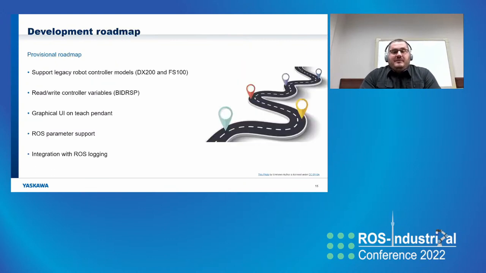Based upon feedback from our beta users and additional internal folks, here are some of the things we're looking at developing as new features, in no particular order. Again, I mentioned legacy robot controller models. Reading and writing controller variables: we currently have I/O and registers, but some people would like to also write variables so that they can do additional processes on the robot controller, as far as controlling peripheral equipment.